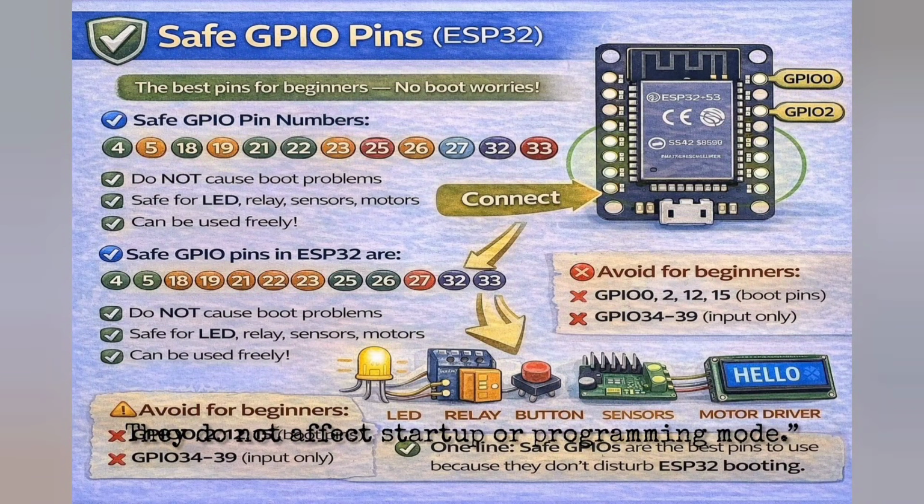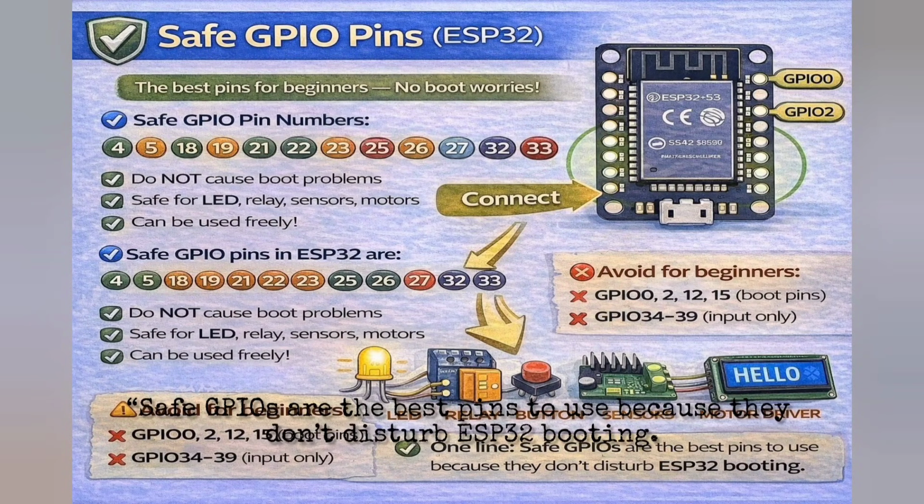They do not affect startup or programming mode. Safe GPIO pins are 4, 5, 18, 19, 21, 22, 23, 25, 26, 27, 32, 33. You can connect LED, relay, sensors, motors, displays safely. Avoid for beginners GPIO 0, 2, 12, 15 boot pins. GPIO 34, 39 input only. One line: safe GPIOs are the best pins to use because they don't disturb ESP32 booting.